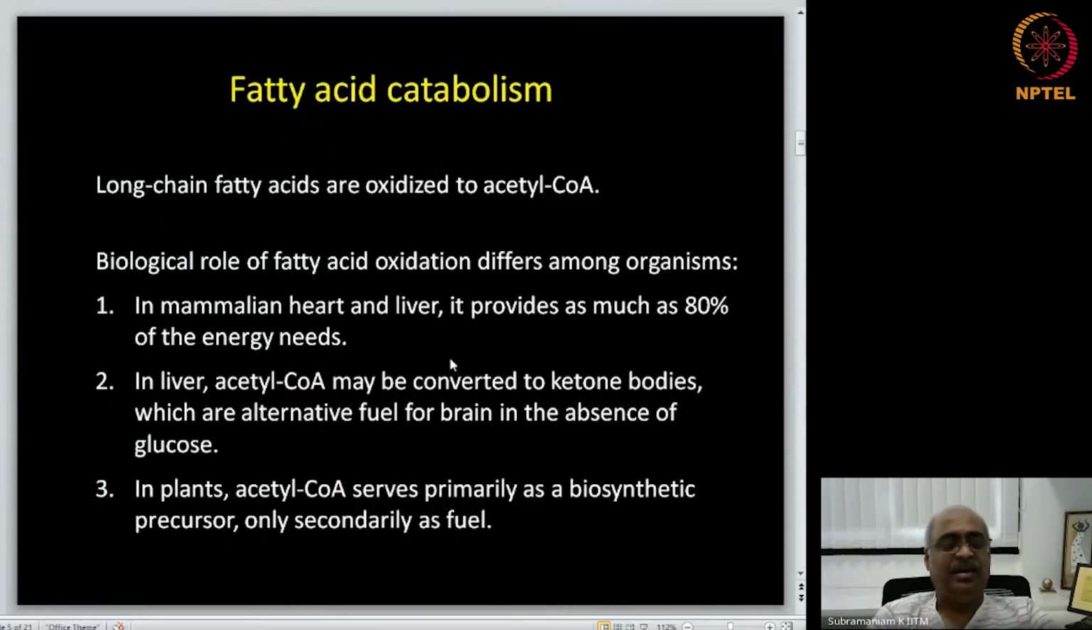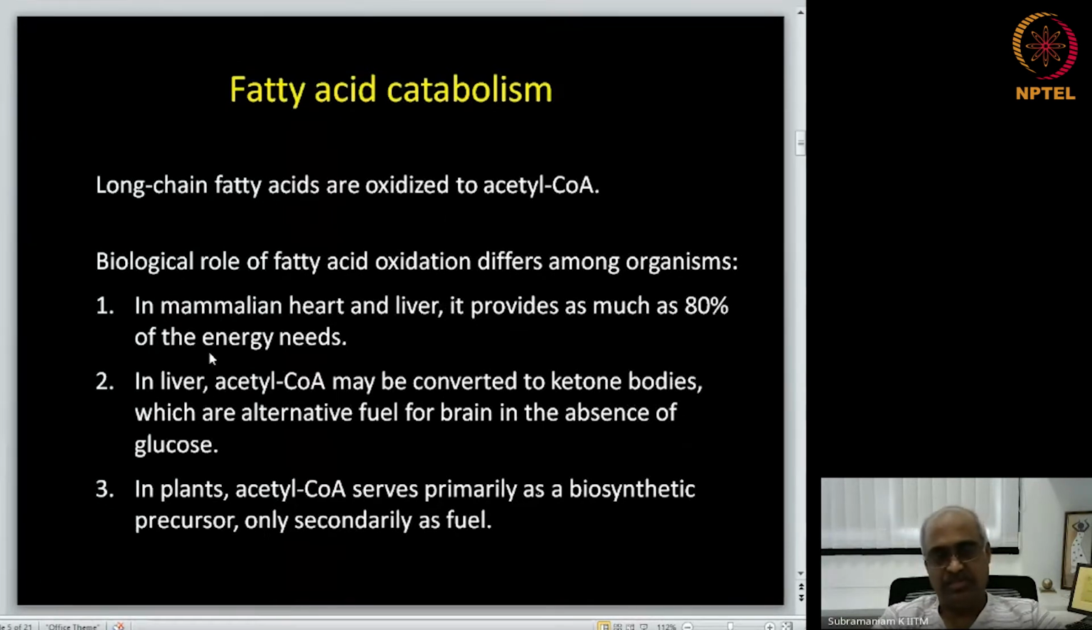Now let us see how that happens. Today we are not going to see that. We will prepare ourselves for that. First, we will have an overall view into fatty acid metabolism, like starting from digestion, storage, and mobilization from storage, and how it is transported, and so on. So the first important point here is this: fatty acid oxidation differs among organisms, and it even differs in an organism from organ to organ.